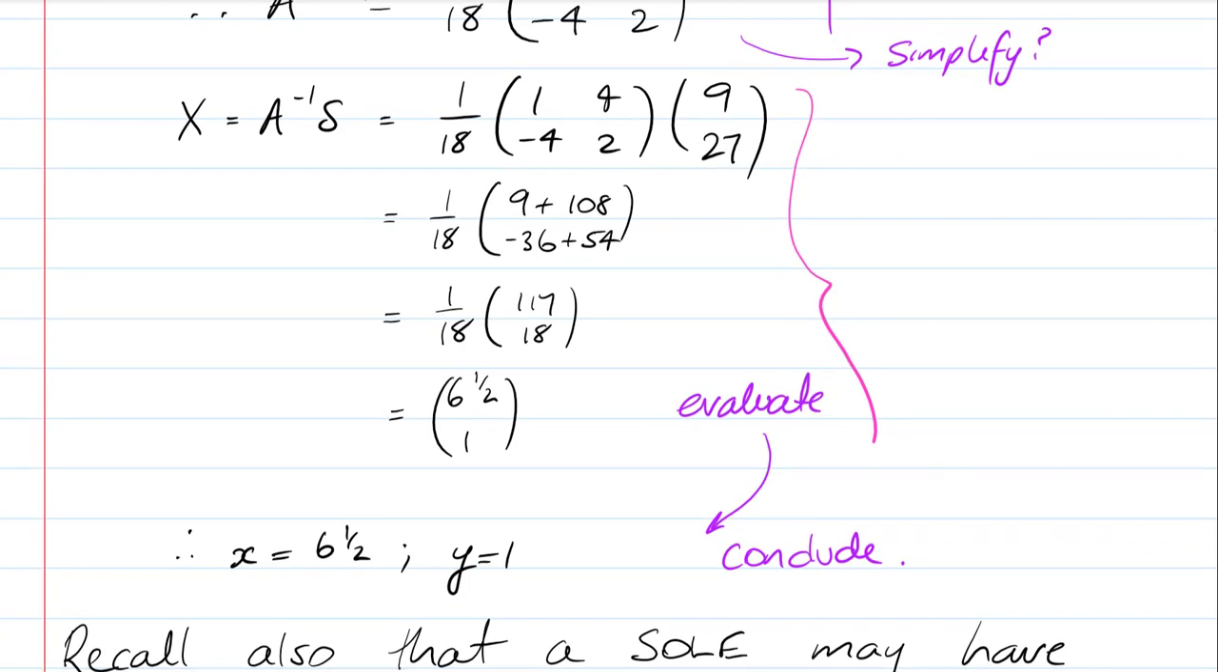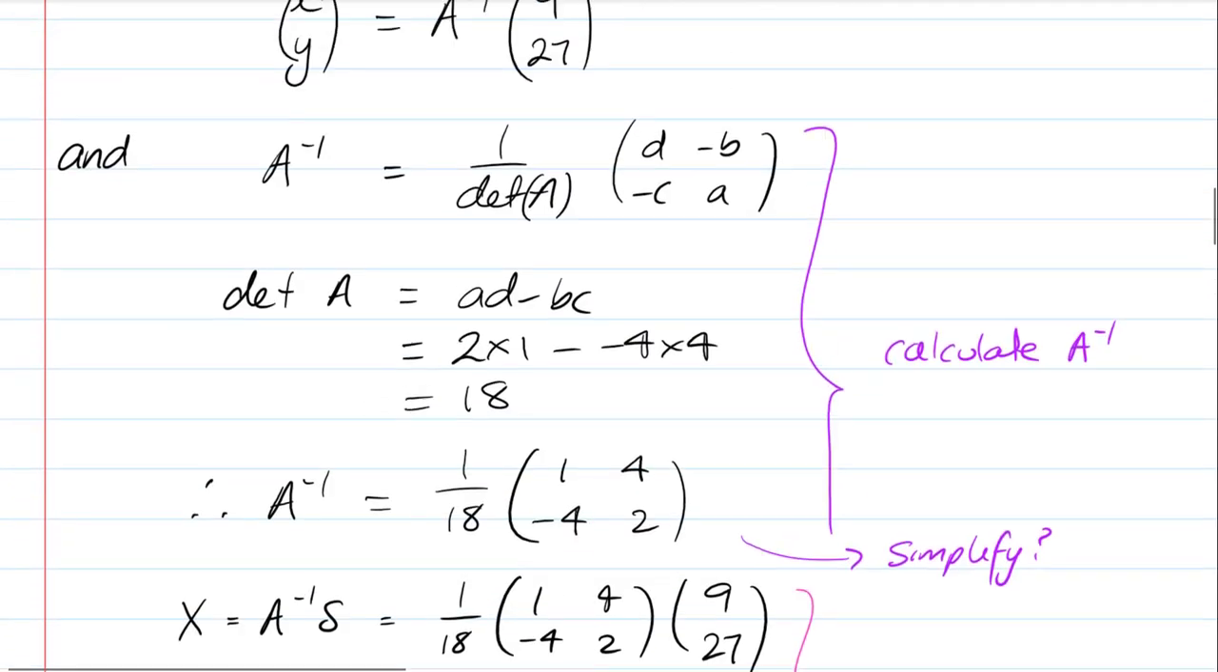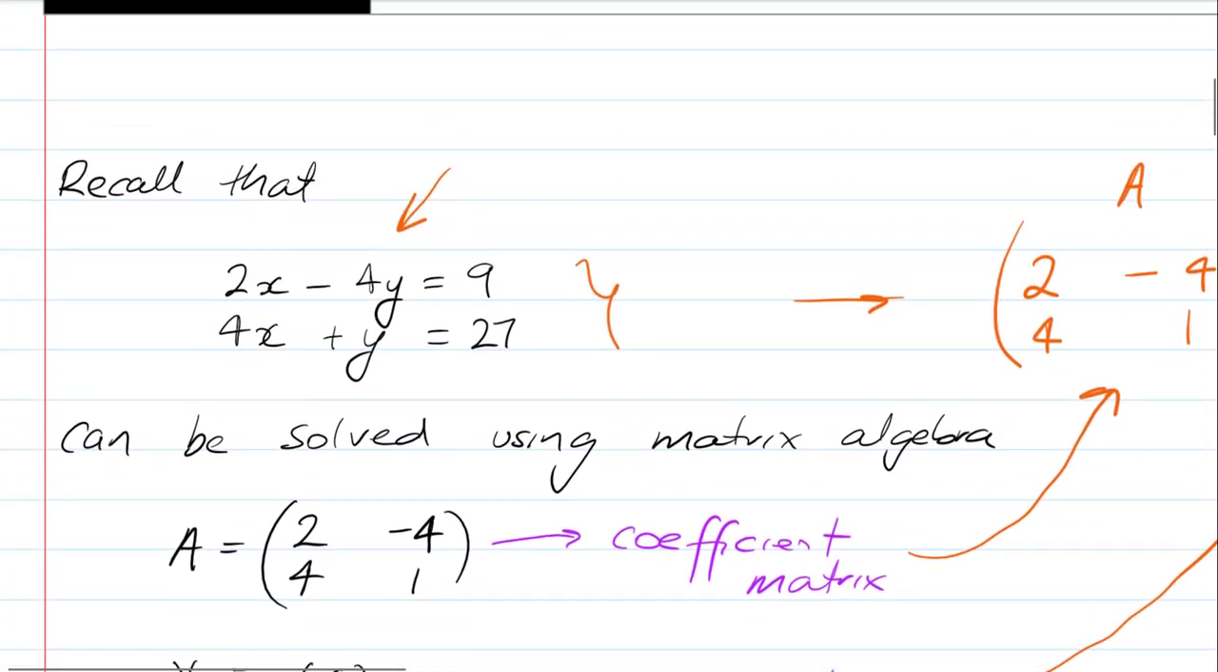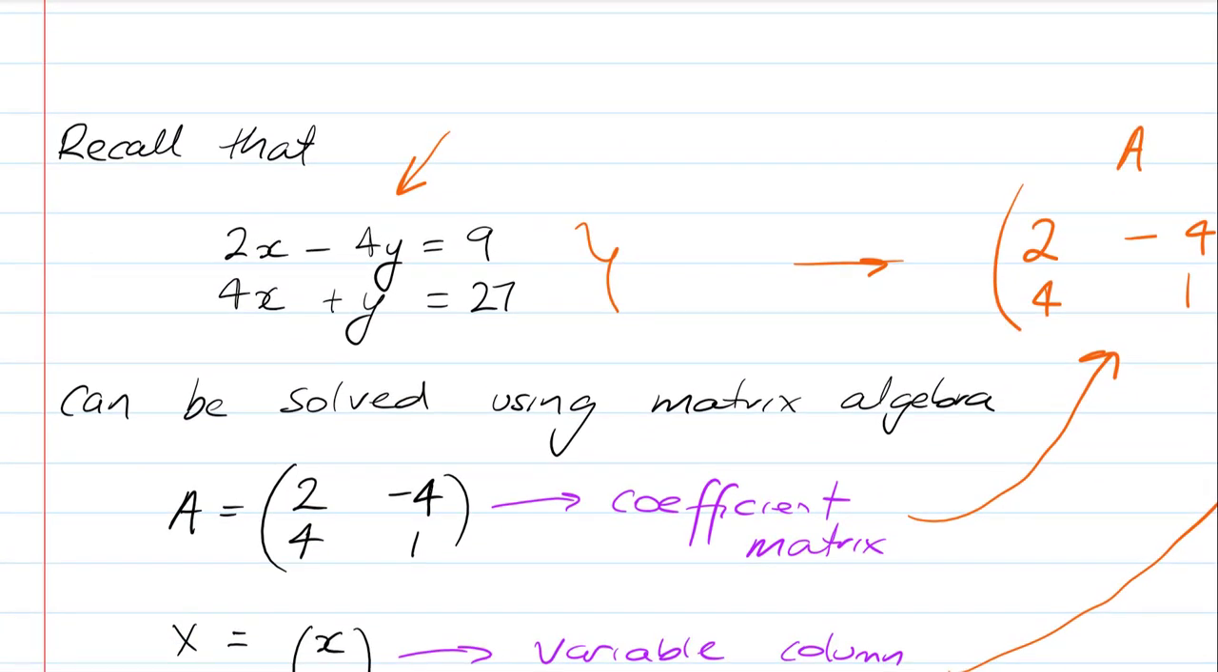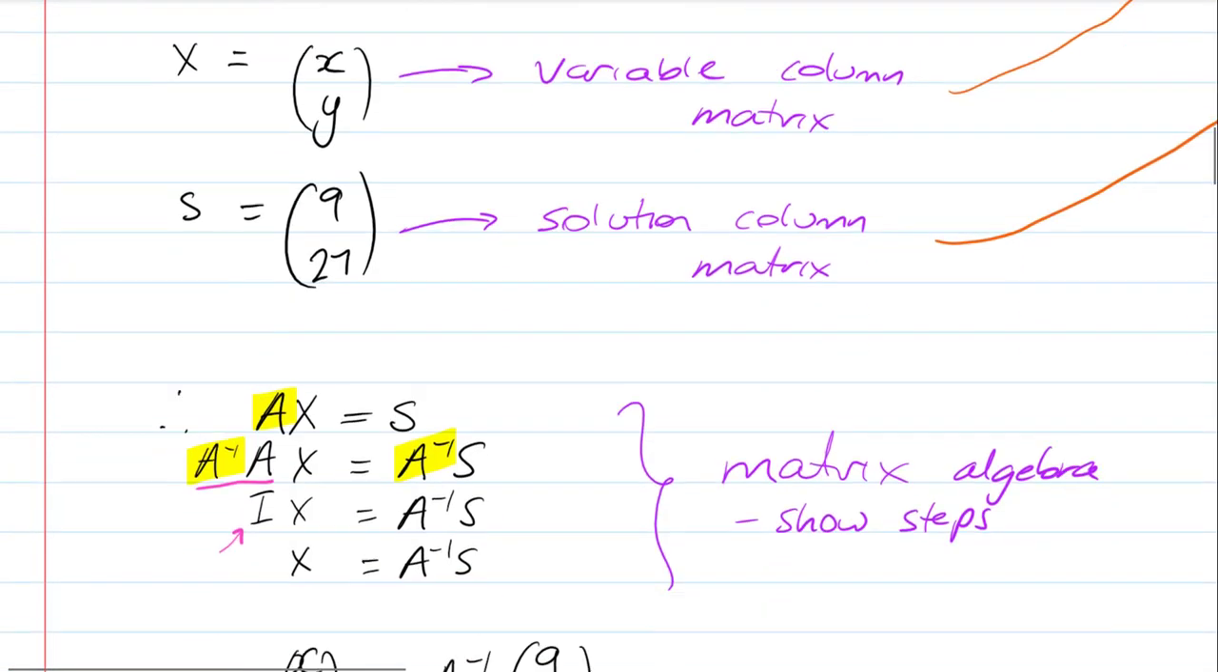We can evaluate this by substituting them back in. So I go back up to the original equations here. 6.5 and 1. 2 times 6.5 is 13, minus 4 times 1 is 9, that works. 4 times 6.5 is 26, plus 1 is 27, so we're pretty happy with that.